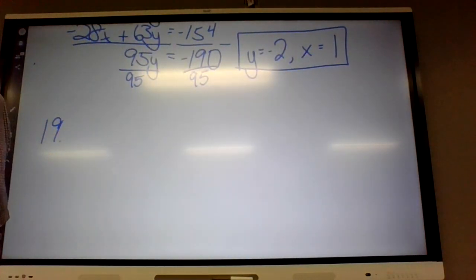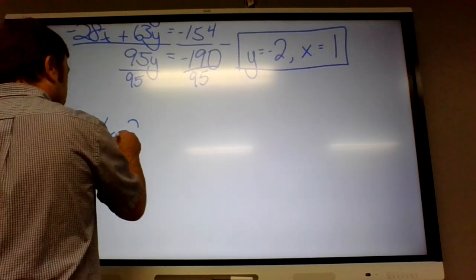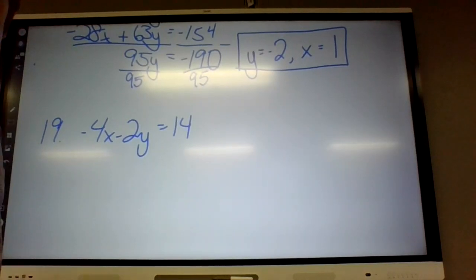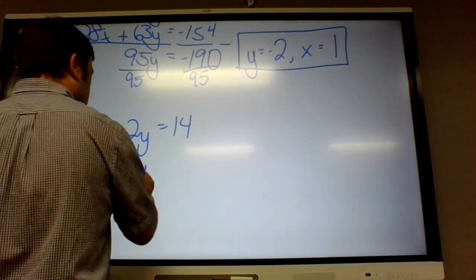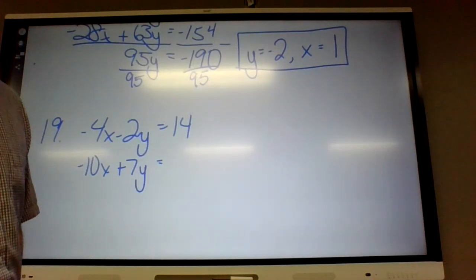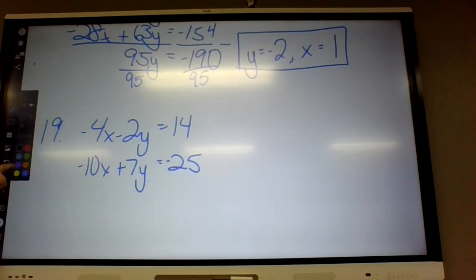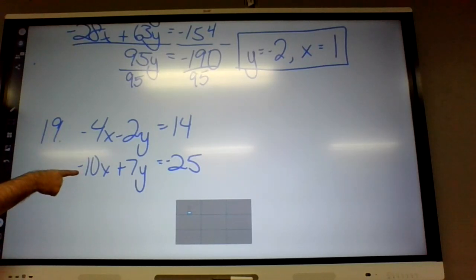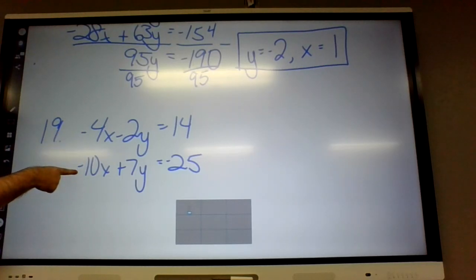Negative 4x minus 2y equals 14. Negative 10x plus 7y equals 40. You could times it by 4 and 10. You can multiply the top by 10, the bottom times 4. Actually, 4 and 10 also go into 20. So you could do 5 and 2, that would be a little bit smaller.